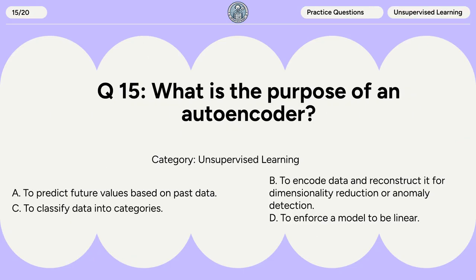Question 15. What is the purpose of an autoencoder? A. To predict future values based on past data. B. To encode data and reconstruct it for dimensionality reduction or anomaly detection. C. To classify data into categories. D. To enforce a model to be linear.